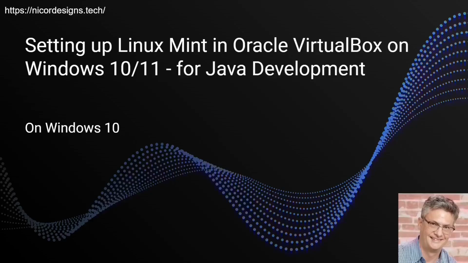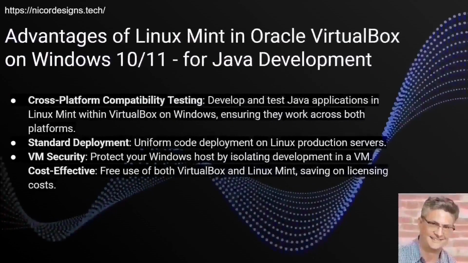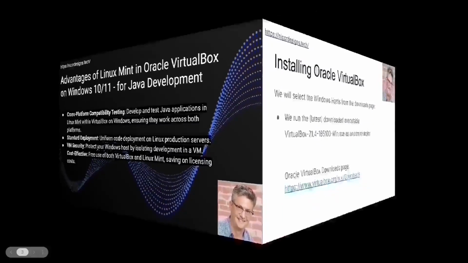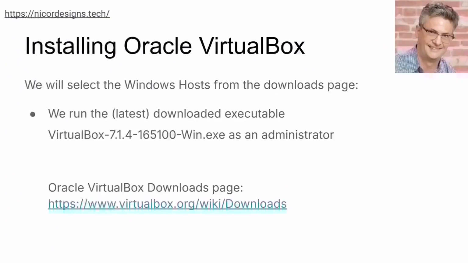In this tutorial, we'll be setting up Linux Mint in an Oracle VirtualBox on Windows 10 or 11 for Java development. The advantages of doing this is that it provides us with cross-platform compatibility and testing. It gives us standard deployment onto our Linux production service, and the virtual machine provides security, and it's also cost effective. So first we will install the VirtualBox.